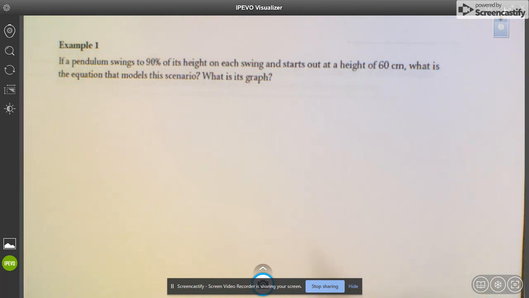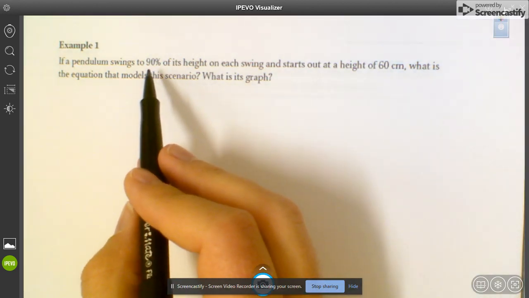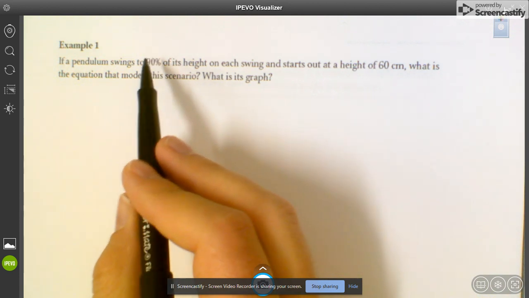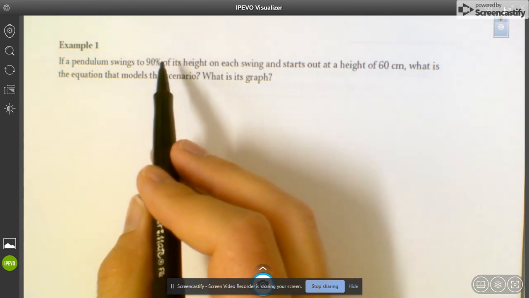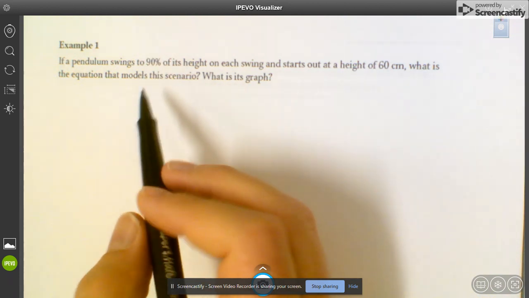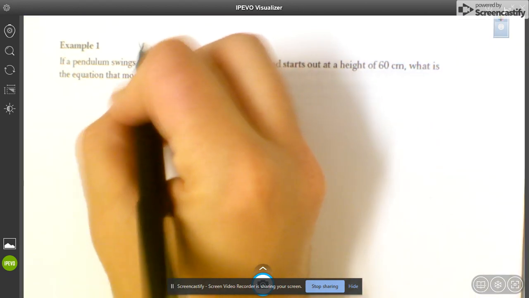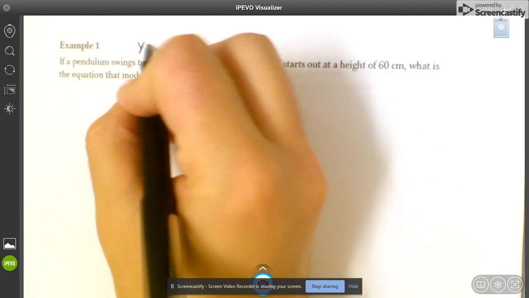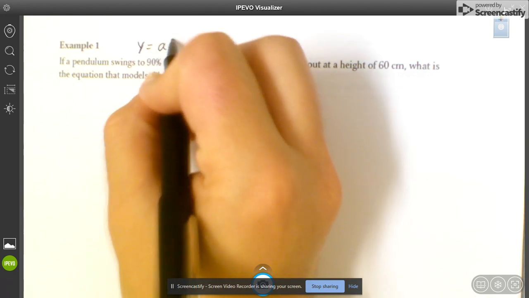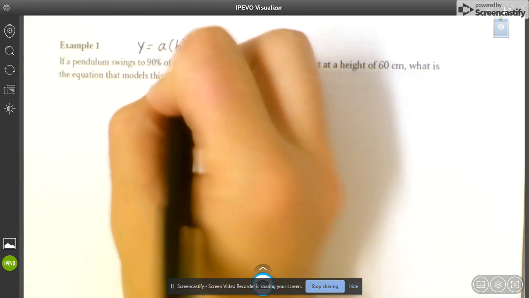All right. So it says if a pendulum swings at 90% of its height on each swing and starts out at a height of 60 centimeters, what is the equation that models this scenario? What's its graph? So it's decreasing by a percentage, which basically means we're multiplying by a percentage on each swing. So there's two ways we can think about it. The first one is, if we're repeating multiplication, that's exponential. So we can think about this.